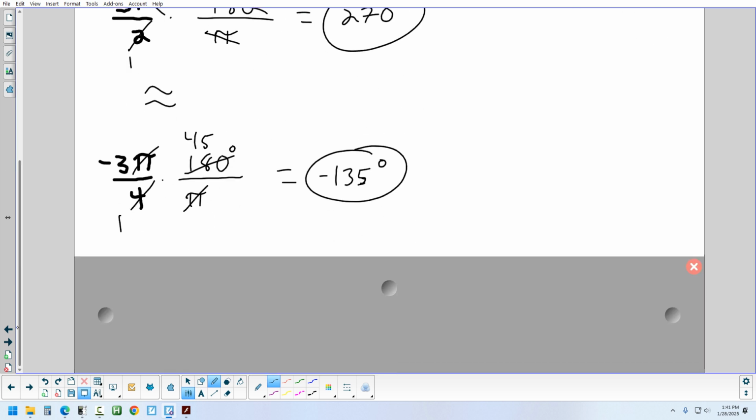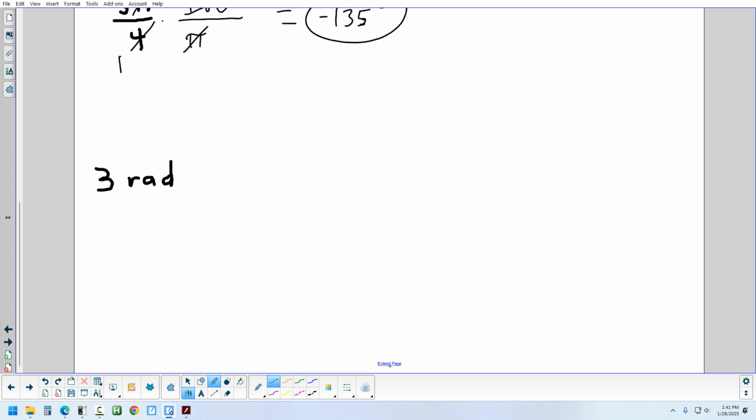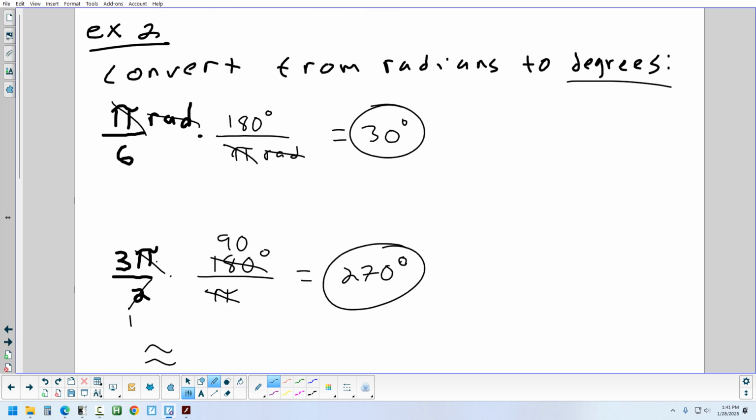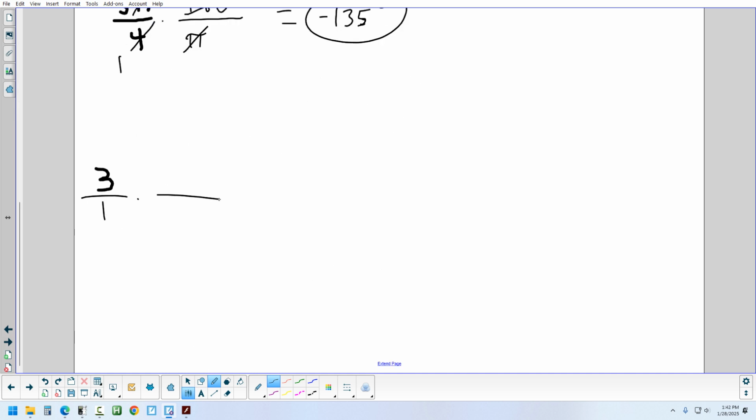For the last one, let's round it. Okay, so 3 radians. It's not a fraction, and it doesn't have pi in it. That's fine. That's like saying the number 13 doesn't have a 4 in it. Not every number has to have a 4 in it. Not every radian has to have a pi in it. We know it's radians because the directions say convert from radians. There's no pi. It's not imaginary.